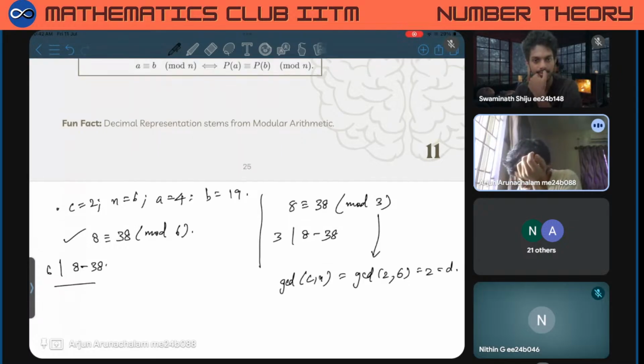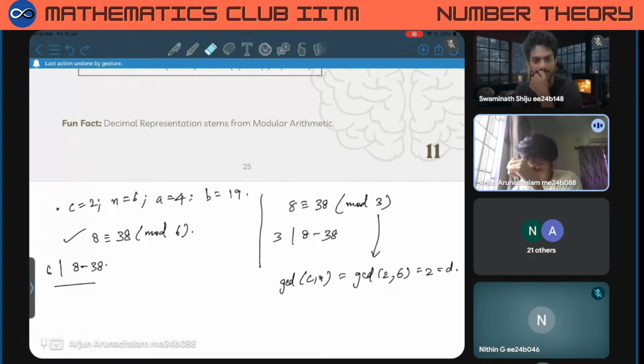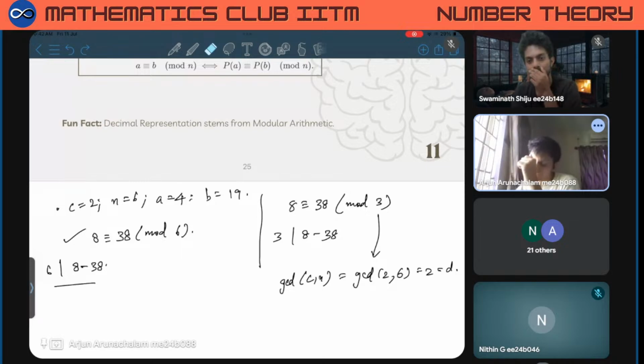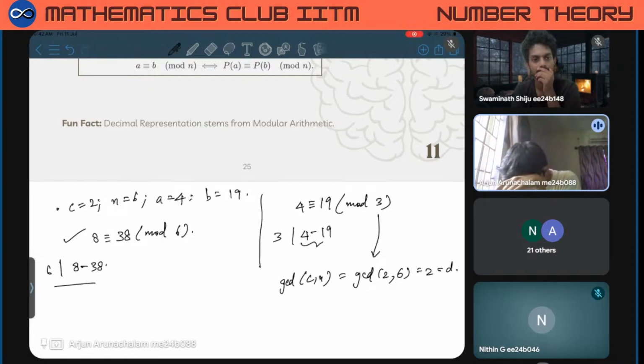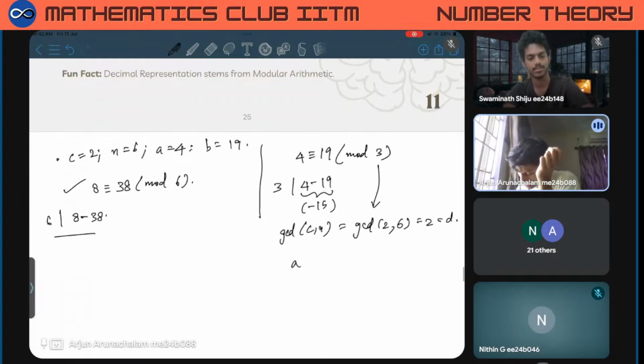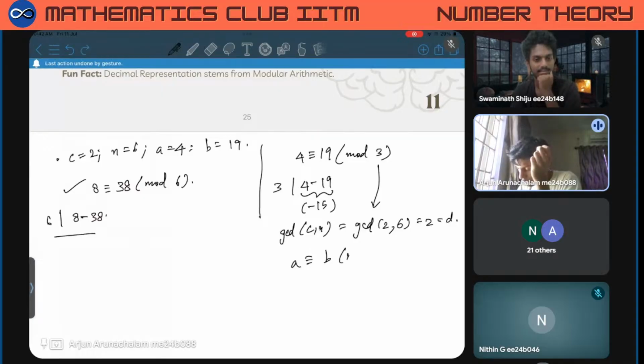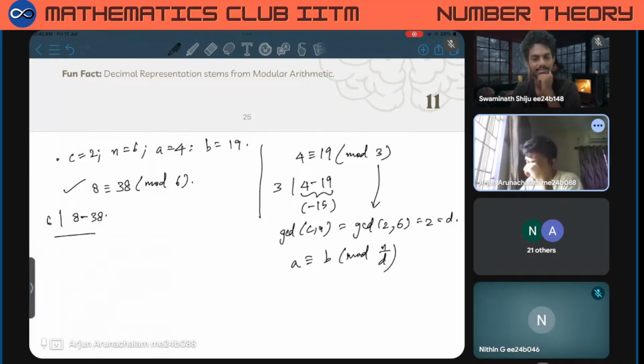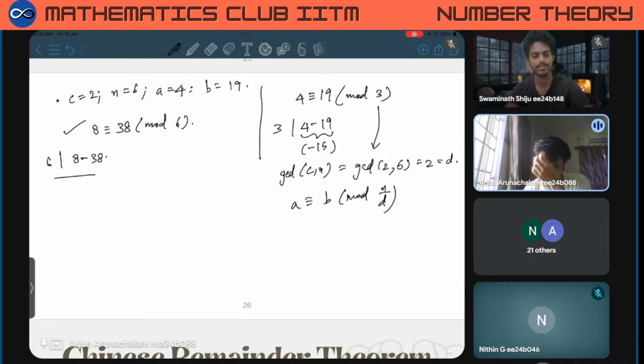So this theorem states that ca is congruent to, sorry, oh yeah, this should be a and b. So this will be 4 is congruent to 19. This is also in fact true because this is minus 15. So this theorem basically states that a is congruent to b when you take mod of n by d. So it's an effective way to reduce your numbers.